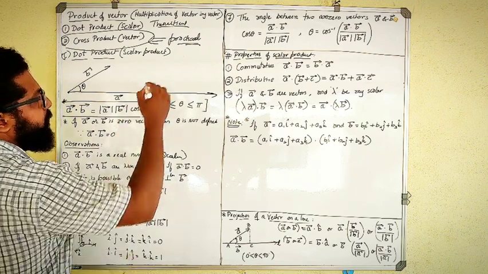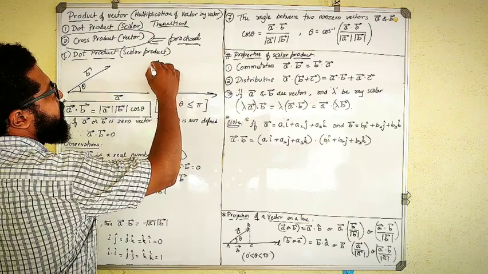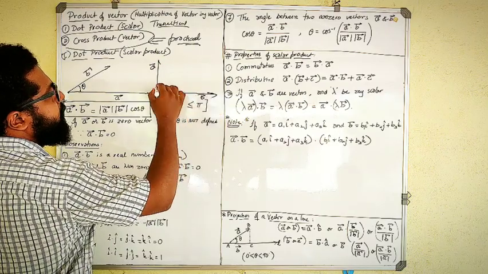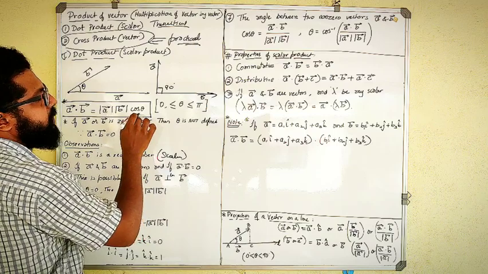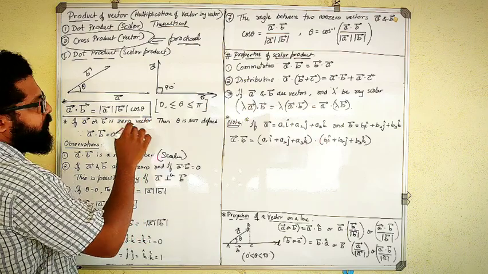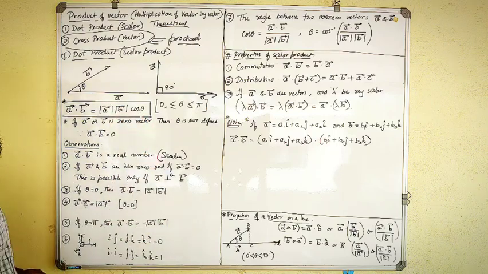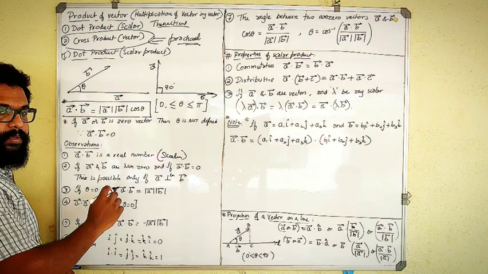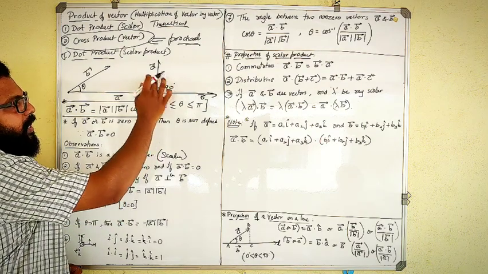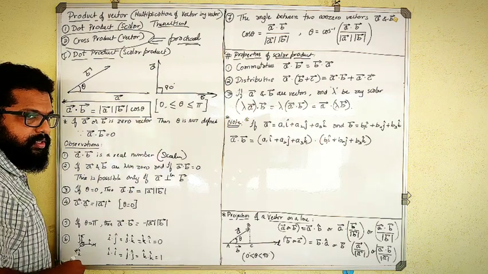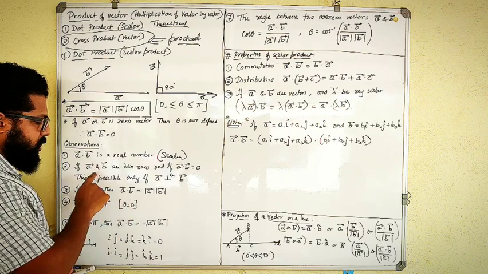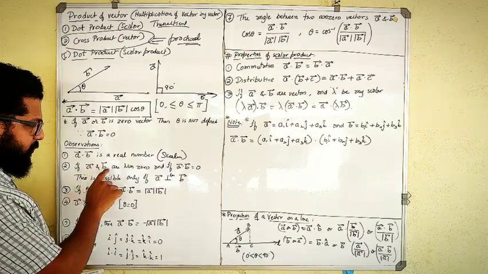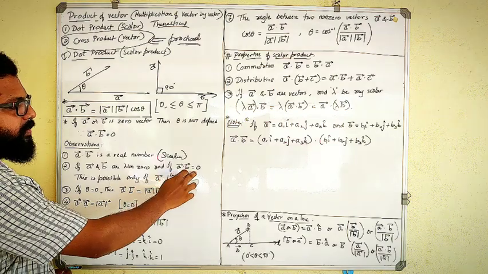Agree or not? If A is perpendicular to B, what is happening? The angle between them is 90 degrees. Cos 90 is 0, which means A dot B is equal to 0. I hope you understood. So when A and B are perpendicular to each other, the dot product is equal to 0. Clear? A dot B is equal to 0.